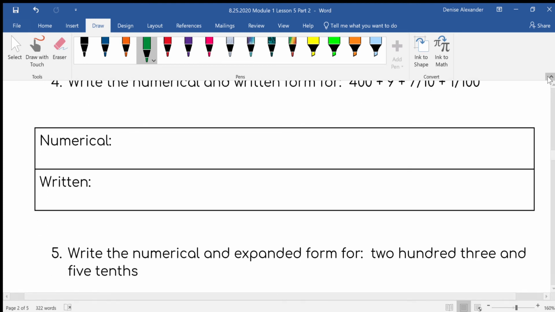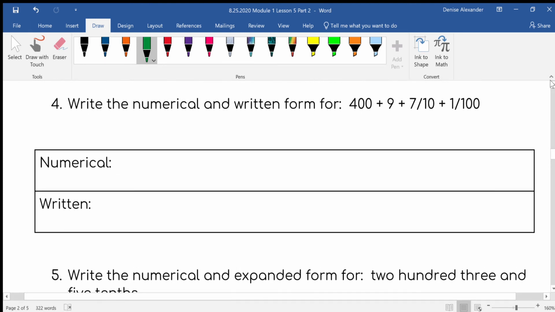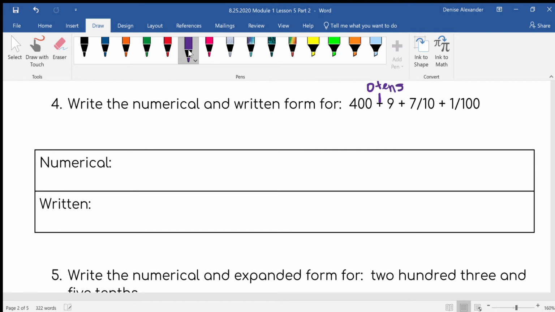It tries to confuse us, but we're too smart. We got this. Let me get my color. Okay, here we go. I have 400, plus 9, as 7/10 and 100th. Oh, right here, I have 0 tens. I got to make sure I remember that. So numerical form, I write a 4 for the 100. Oh, that's right, I have 0 tens. I've got to write a 0. Then my 9 and my decimal point, the 7 and the 1.